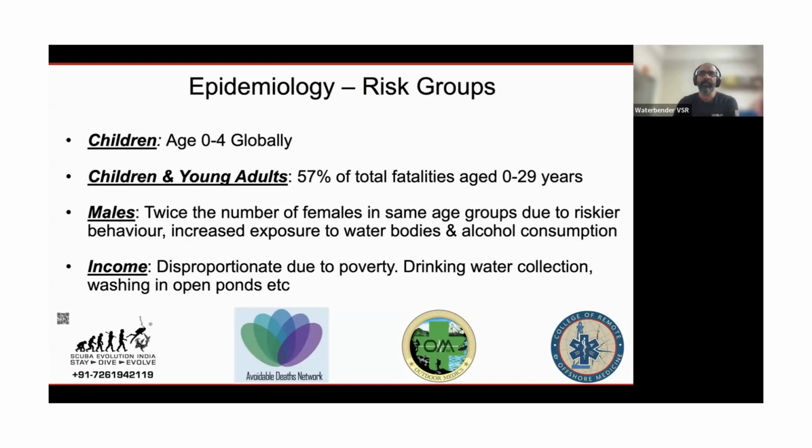Now, we also have data which corresponds to this disproportionate risk due to poverty, as in people in lower and middle income societies and communities have a much higher rate and risk of drowning and a higher rate of mortality. And primarily that could be linked towards drinking water collection from open water bodies, washing in open ponds, tending to cattle, water troughs for cattle, and so on and so forth, which you don't really see happening too much in developed nations.